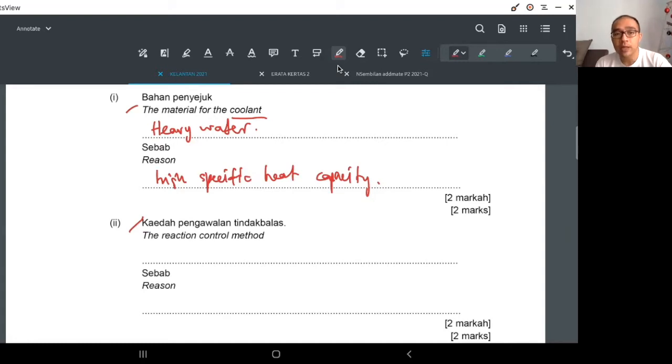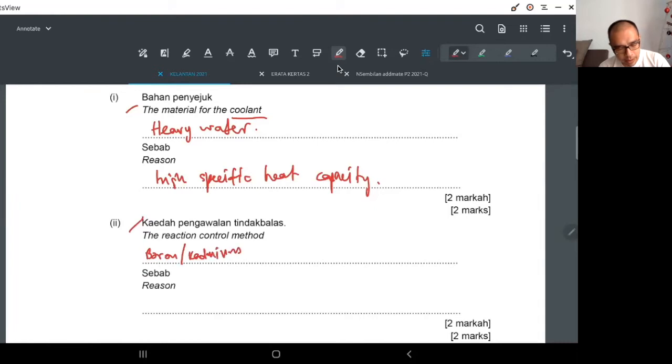Okay, the reaction control method. Now there are two. One is what is the core that you use, and the other one is what is the metal that you use for this one. So there are two possible answers for this. Number one, either you use boron or cadmium.